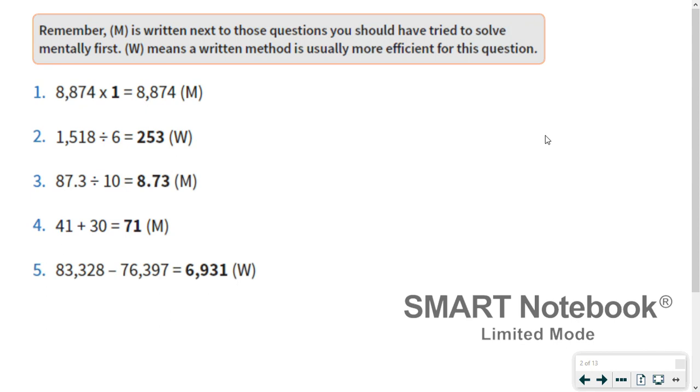And the last one, the numbers, if you have a look, don't really match up. You can see that you're going to have to exchange in a lot of the columns. It's tricky to do in your head, so I'd very much suggest a written method of column subtraction there to end up with 6,931. So hopefully your brains are all warmed up and we can move on.